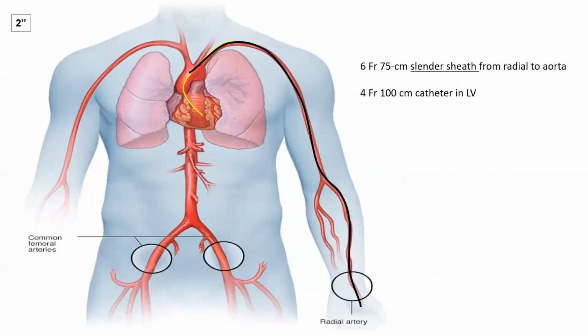So the only way of doing it radially, and it is available nowadays, is to use what you call the long slender sheath. It's the same type of sheath that's used for radial to periphery interventions. It's available in 75 centimeter. One, it's a slick hydrophilic sheath. Two, the outer diameter of that 6 French slender sheath is equal to a 5 French sheath. So we use a 6 French 75 centimeter slender sheath all the way to the aortic arch, and through it we put a 4 French LV catheter. So that's how we do it in the radial era.